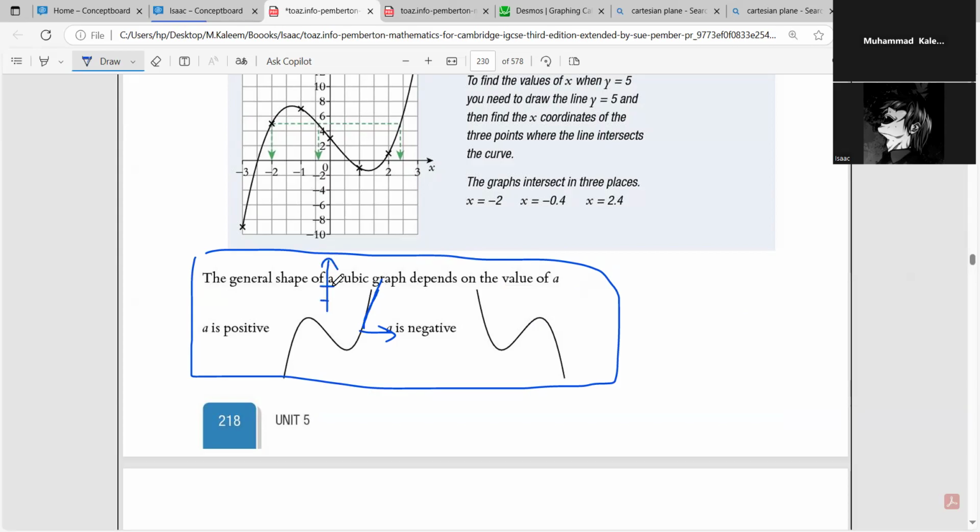Like here we have 1, 2, 3, 4, 5. Y is approaching upward. It's decreasing downward: -1, -2, -3. So it's decreasing. X is approaching towards the right, and x is decreasing towards the left. So as x is increasing, y is increasing. That's the meaning of a positive. If a is negative, it's the opposite. As x is increasing, y is decreasing. As x is decreasing, y is increasing. Got it? You can write all this information in your notebook.